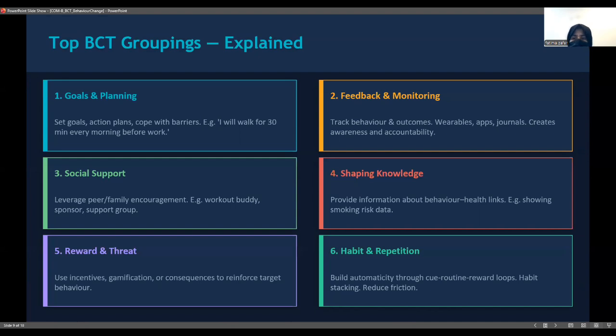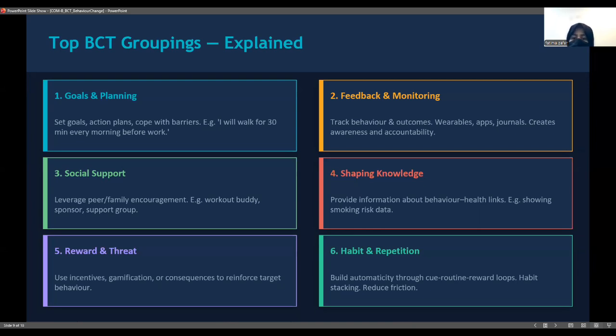Goals and planning is the first one we studied earlier. It means we have to set goals, make action plans, and cope with barriers. Example: I will walk for 30 minutes every morning before work. This is my goal. Feedback and monitoring means tracking the behavior and outcomes. Wearables, apps, and journals create awareness and accountability. Track your progress. Social support means leveraging peer and family encouragement. Examples: workout buddies, sponsors, support groups.